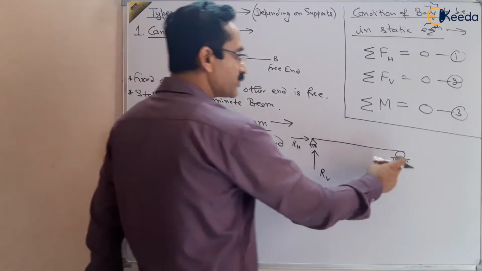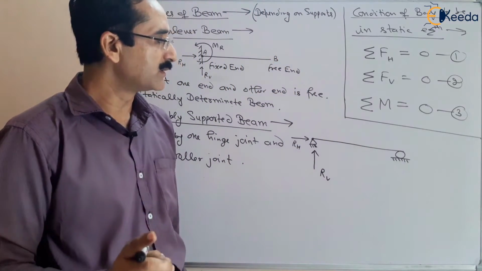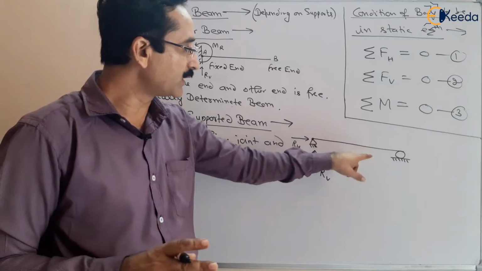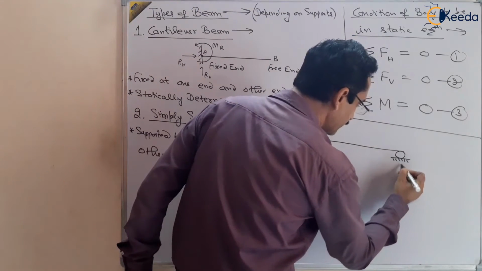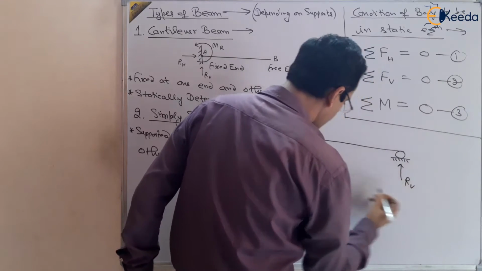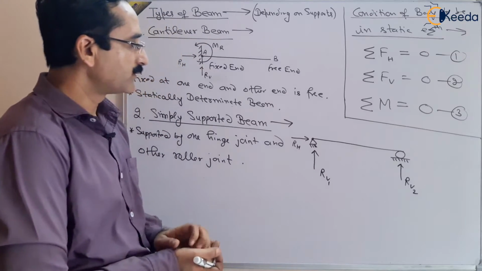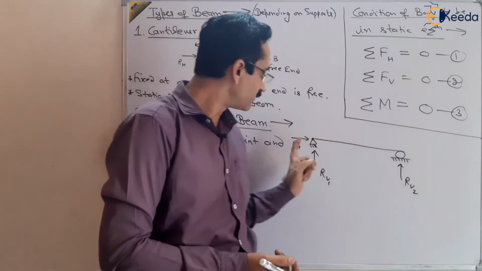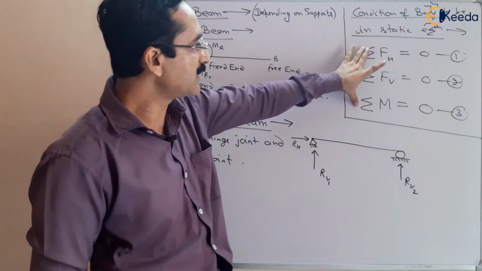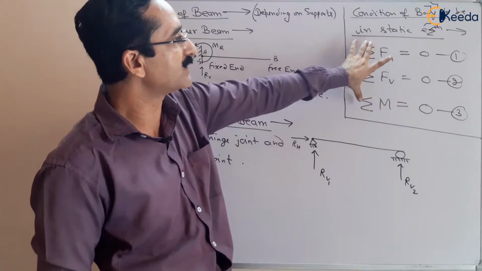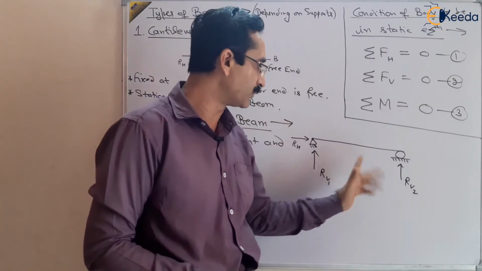And the roller joint has only one reaction. It can only resist the vertical movement of the beam, right? So there will be only a vertical reaction. Suppose this is RV1, this is RV2. So there are 3 unknowns basically, 1, 2 and 3, and there are 3 equations to solve. So these 3 unknowns can be found using these 3 static equilibrium conditions. So this is a statically determinate beam, right?